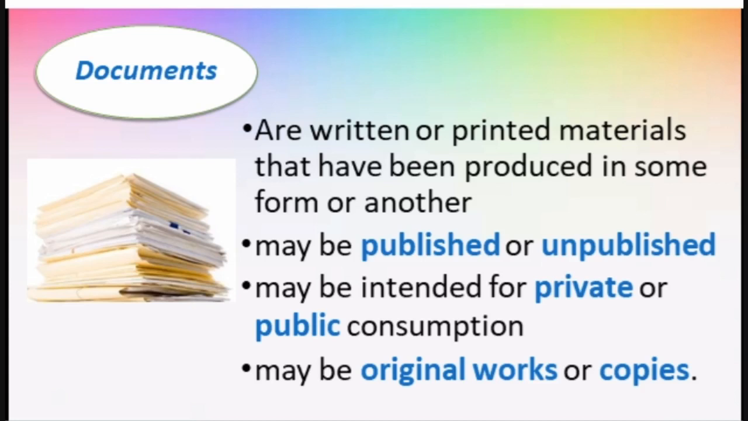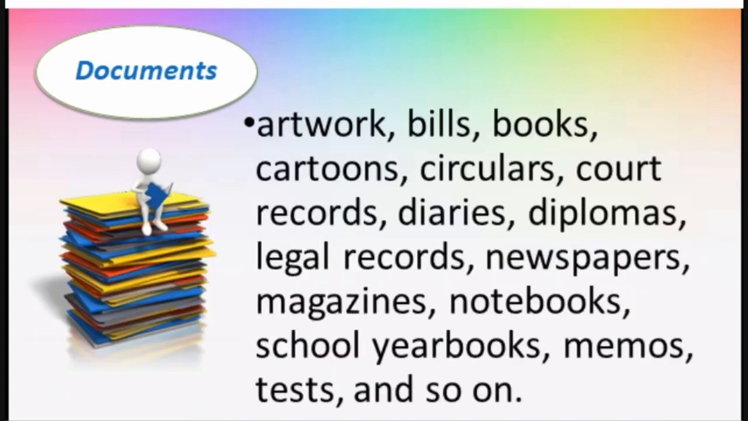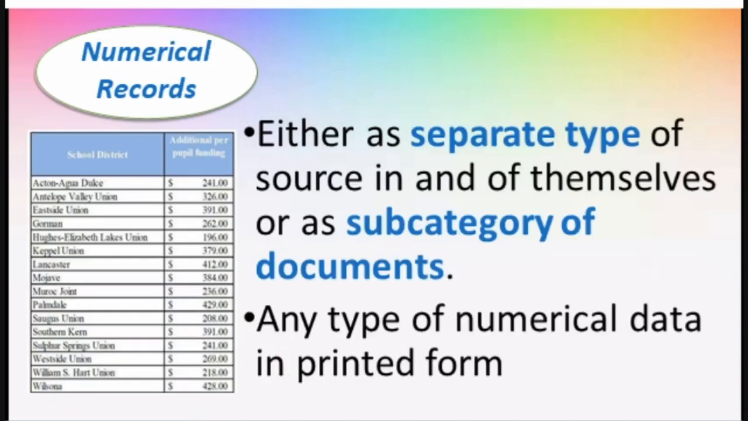I have seen that record. It is a very big book. It is still there in the Connemara Library. That is the original source, the primary source of that East India report. It may be published or unpublished, original works or copies. I just gave you an example of what a historical document is. That is the original East India report, right? Artworks, bills, books, cartoons, circulars, whatever it may be. So these are the types of documents.